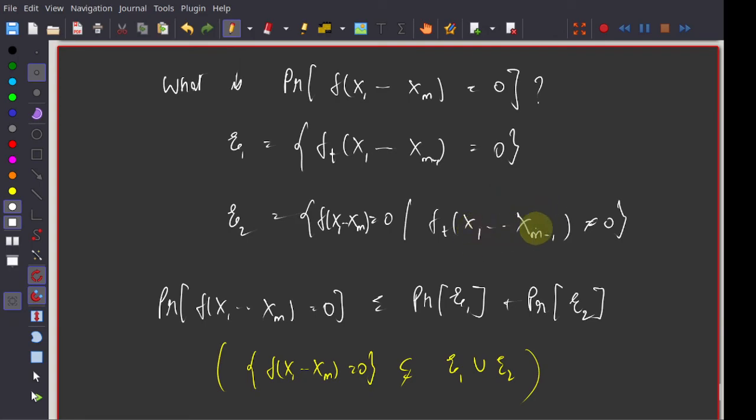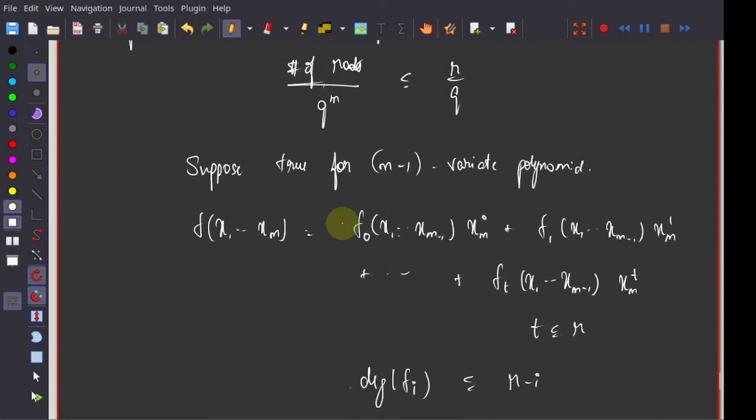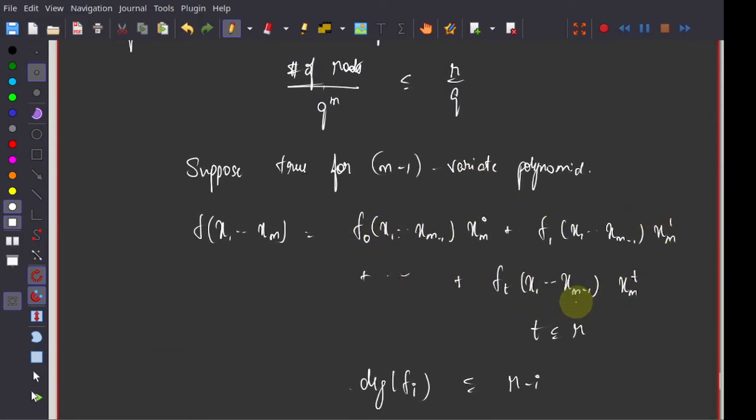Okay, I want to know, conditioned on x_1 up to x_{m-1}, what can you say about x_m? x_m is independent of x_1 up to x_{m-1}. Correct? Because I'm picking it uniformly at random. And I'm conditioning on the event that f_t of x_1 up to x_{m-1} is not equal to 0. Do you agree? Okay. So conditioned on this event, f as a function of x_m is basically a polynomial in one variable of degree t.